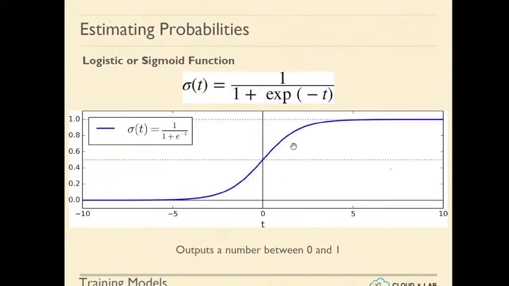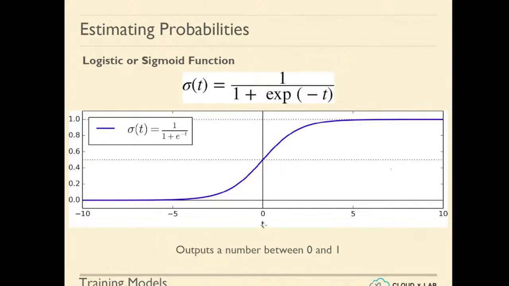As you can see here, the sigma function will always return a value between 0 and 1. The minimum value is 0, and the maximum value possible is 1. If you feed any value to the sigma function as input, you will always get a value between 0 and 1 as output, which means in the output you will get probabilities.